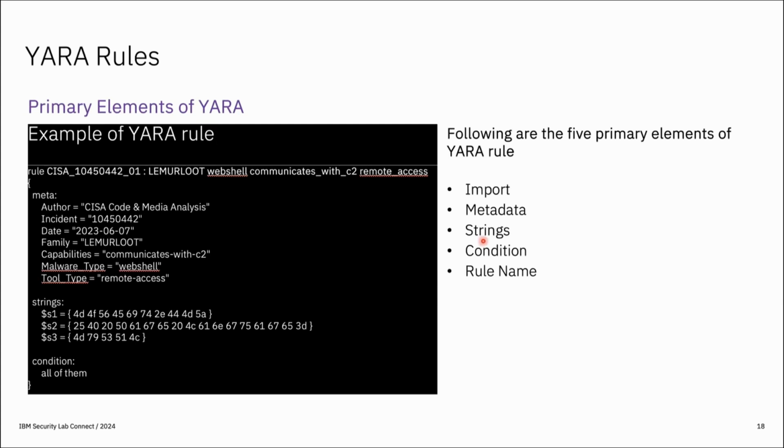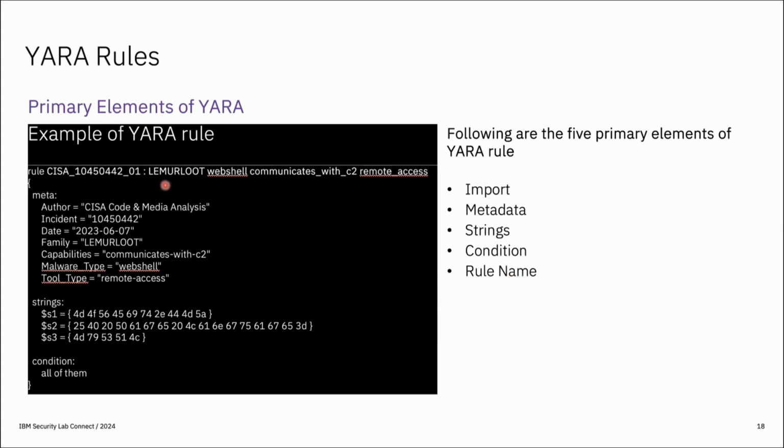Next is conditions. The conditions section in a YARA rule is one of the most important components. It defines the logic that determines whether the rule will match a file or a process that is being analyzed. Essentially, the condition specifies the criteria that must be met for a rule to trigger a match. Next is rule name. As per the title, the rule name in a YARA rule indicates the name of the rule. So now let us understand an example of YARA.